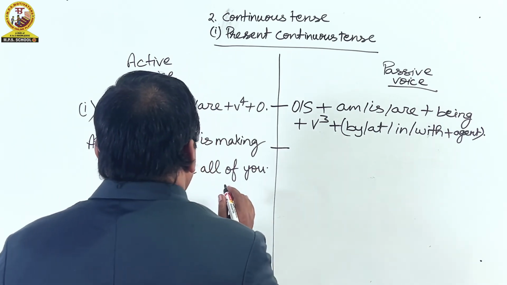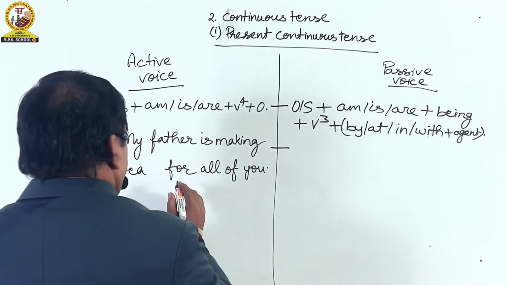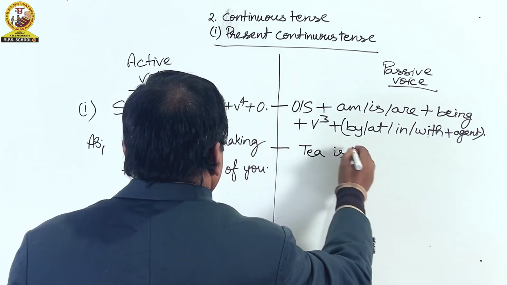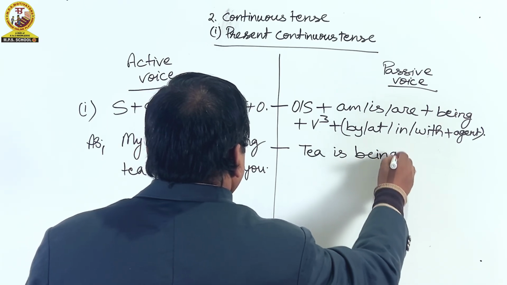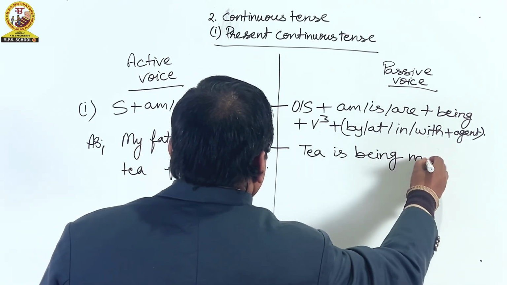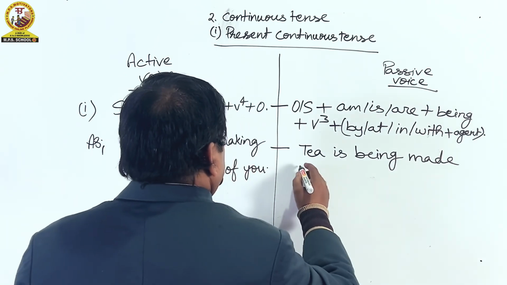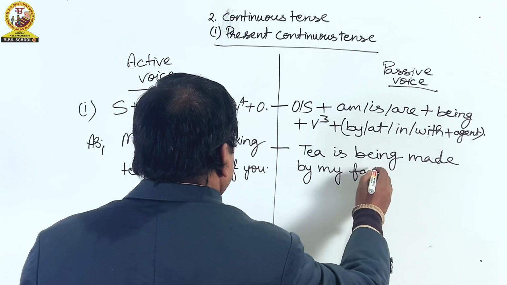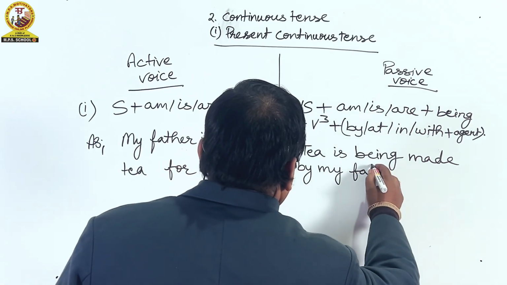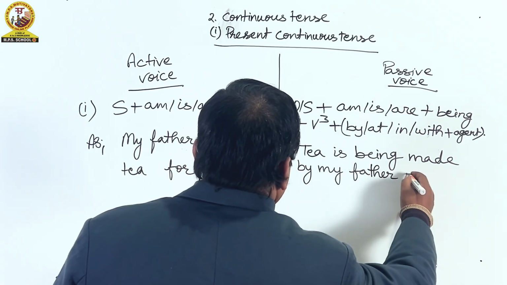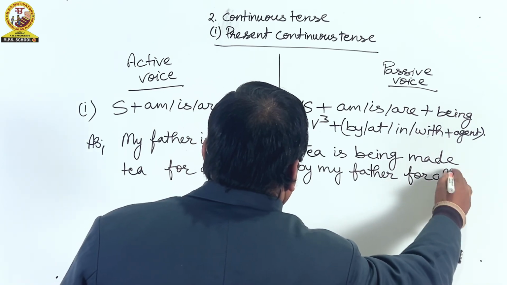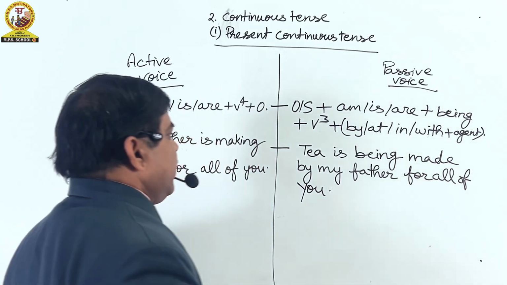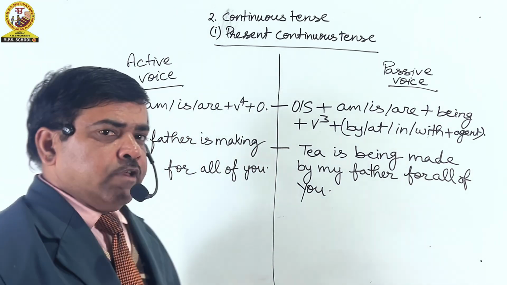So its passive voice will be: tea is being made by my father for all of you. Tea is being made by my father for all of you.